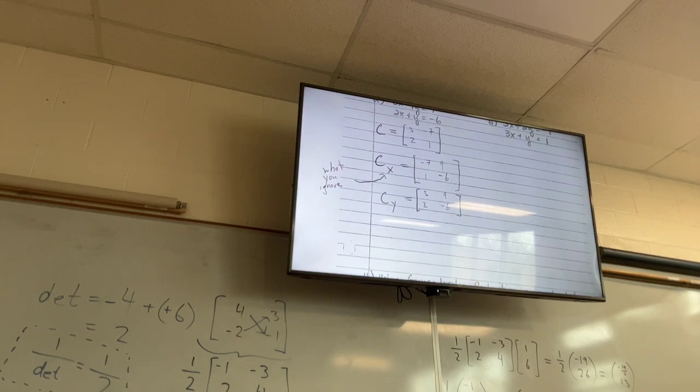Alright, and then you guys ready for the formula? Okay, formula. My x is going to be the determinant of C sub x divided by the determinant of C. And y is going to be equal to the determinant of C sub y divided by the determinant of C. It's a little formula. So you're just finding determinants. Yeah, writing down coefficient matrices and finding determinants.